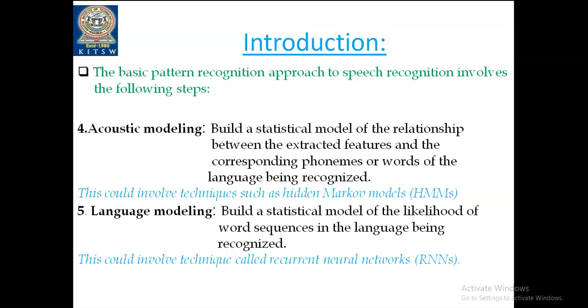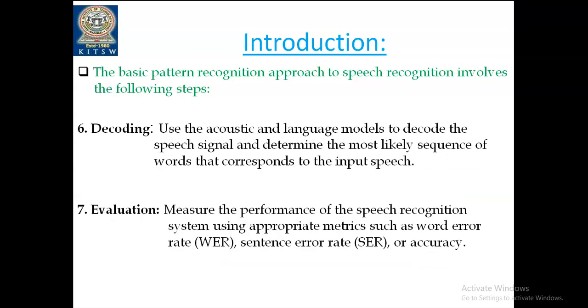hidden Markov model, we design the acoustic model, and then we will have the language model. These two are the statistical models. We need to build a statistical model of the likelihood of the word sequences in the language being recognized. Here, to check how many words we are getting correctly, we need to do the evaluation. After this we will have the decoding. We use these two models, acoustic and language, to decode the speech signal and to determine the most likely sequence of words that corresponds to the input speech spoken by the speaker. Next is the evaluation.